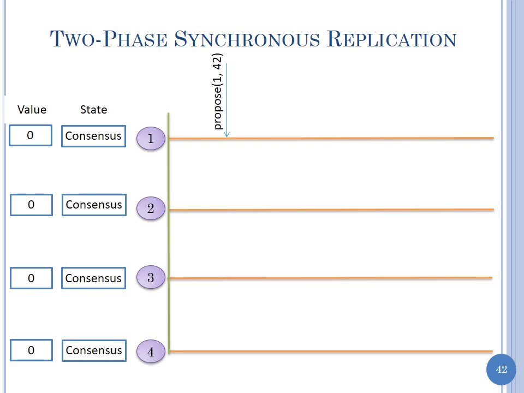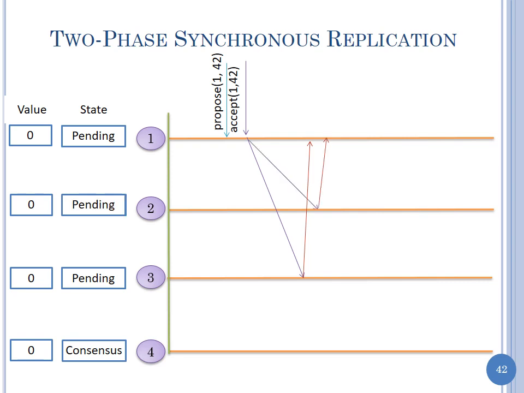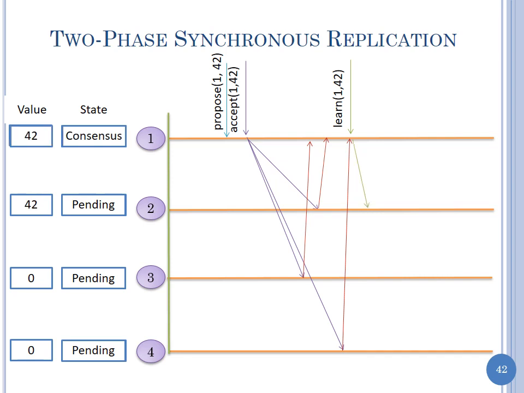So here's the proposed value. It gets immediately accepted by the local site, so it becomes pending. It goes to another site, that becomes pending, that sends an ACK back. It reaches another site, that becomes pending, sends an ACK back, and this continues. At this point, all ACKs have been received, so we know all values are pending. So we can now send the learn message, which can arrive at different times at different sites, and we have consensus.